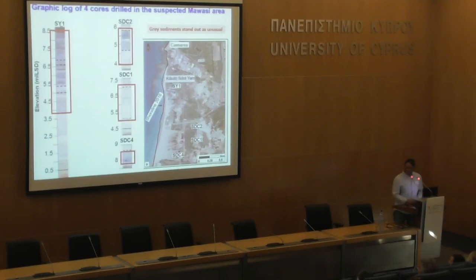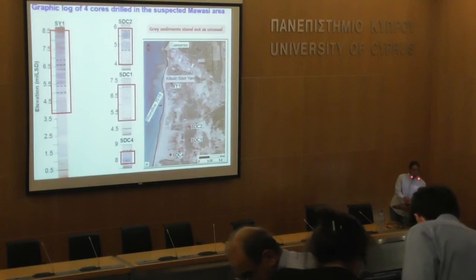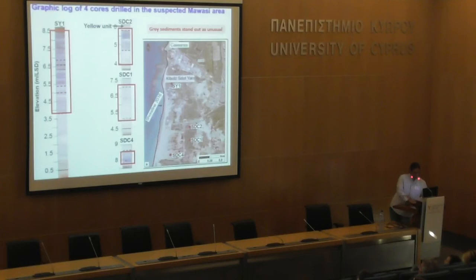In this slide, I'm presenting graphic logs of the four cores which were drilled in the study area. As you can clearly see, they consist of very similar lithological units. There's a yellow sand unit on top, which covers the gray sand unit, and these two units cover a red loam unit.